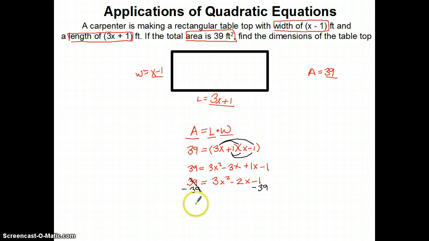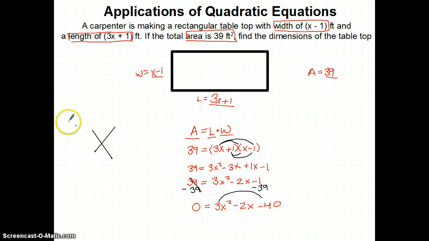I have 0 on the left, and that equals 3x squared minus 2x minus 40. Now the first question is, is there a linear term? Here the negative 2x is a linear term, so we cannot solve by taking square roots. So we can either factor or use the quadratic formula. Let me check and see if factoring will work.